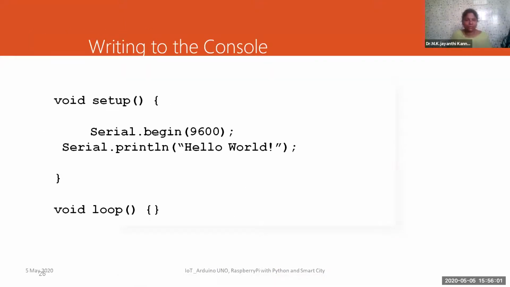Writing to the console. So we can write the data that we received to the console, that is, the operating system. void setup, Serial.begin(9600). So we are establishing communication between the Arduino microcontroller and the computer using this Serial.begin function. Then we write the statement Serial.println, so the words hello world will be printed on the console. Then we are calling the function void loop. So using the Serial.println function, this data will be written on the console, and using Serial.begin we are establishing the connection between the computer and the Arduino board.